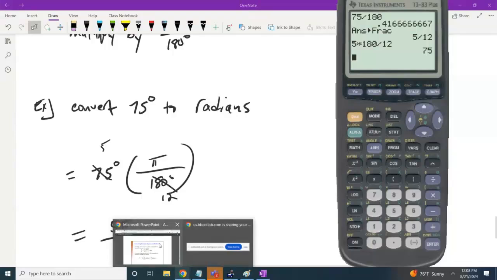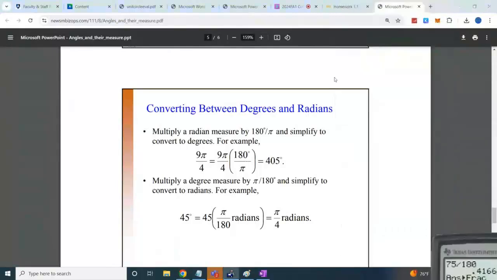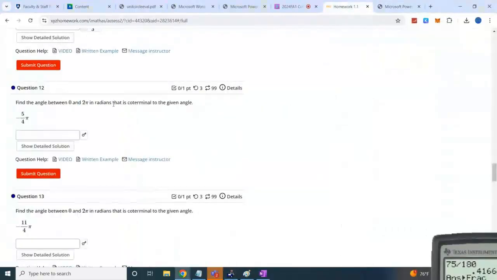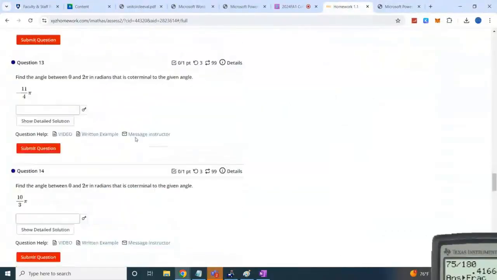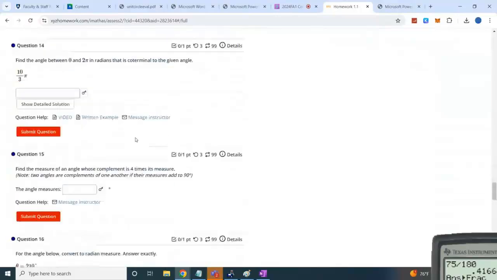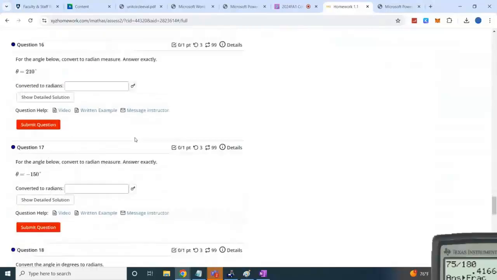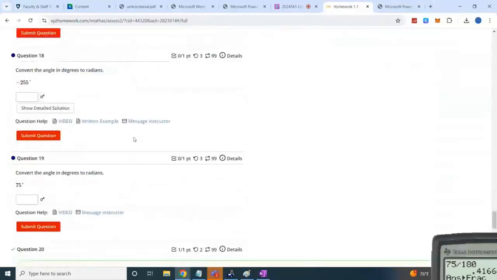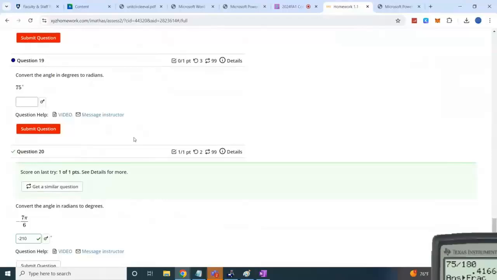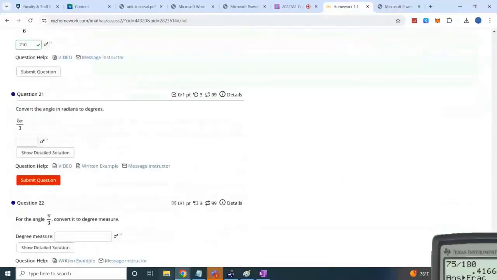Let me just take a look at the homework problems to see. That's code terminal. 75, okay.